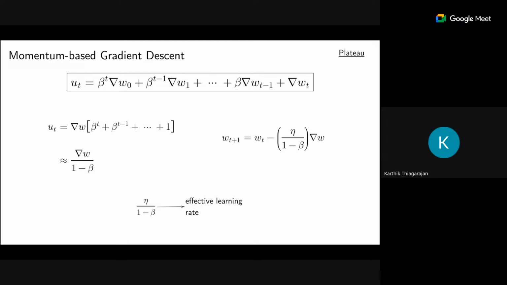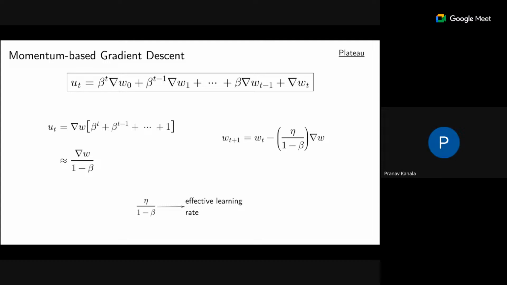Okay, which is what we want. If you're in a plateau, you want to move more, right? You want to take larger steps. So that is guaranteed by the effective learning rate. So when you have momentum, it is going to push you forward and make you take larger strides in the direction that you desire. Okay, so that's the idea.